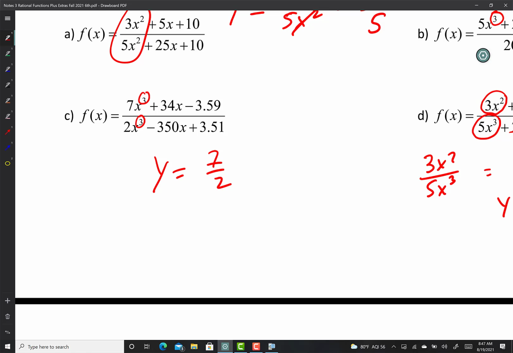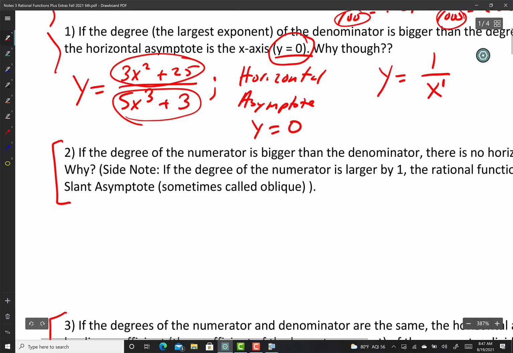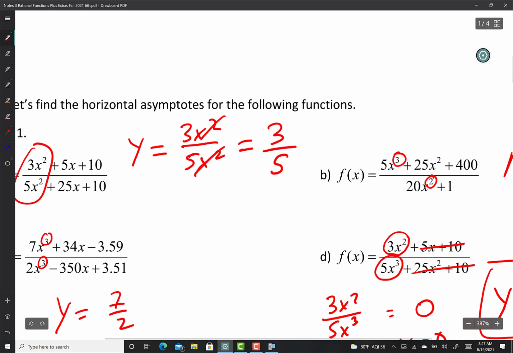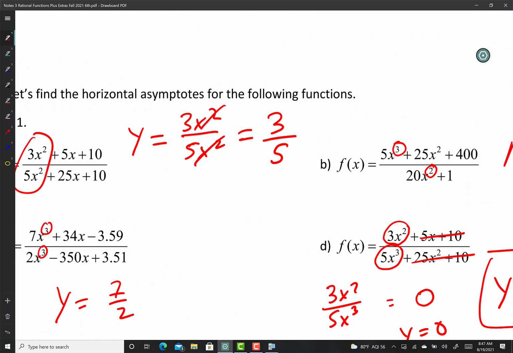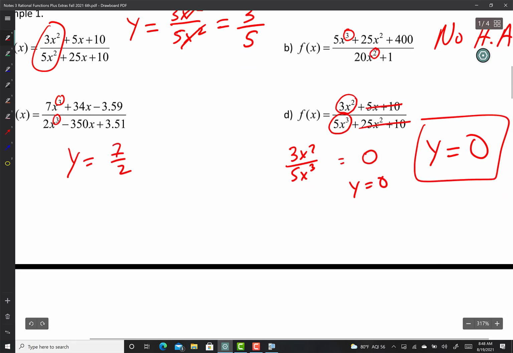Cool? What's up? Slant asymptote is not the same. Letter B has a slant asymptote, but we're not going to get there today because we're not there yet. All right.